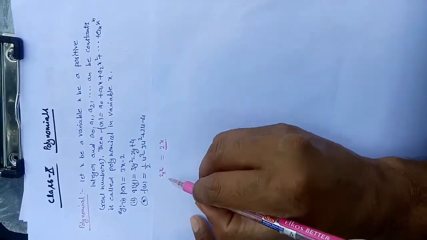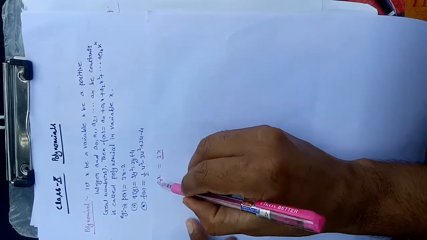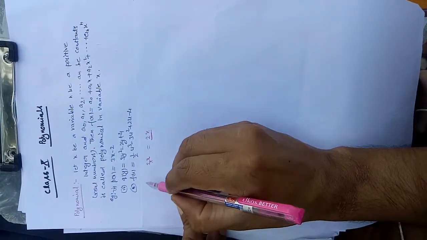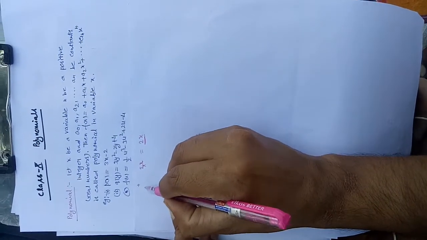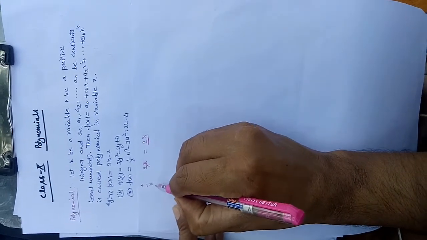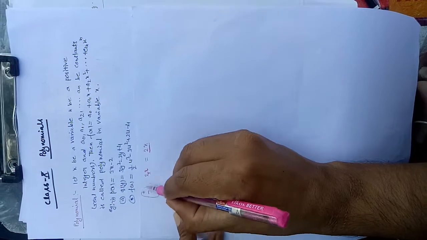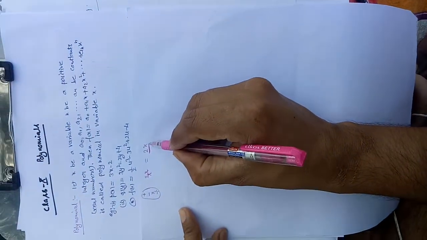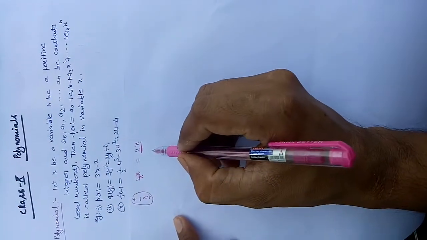So algebraic expression is a combination of constant and variable connected by operators. Operator means addition, subtraction, multiplication and division. So here we are using the multiplication operator, so we will have 2x as an algebraic expression.